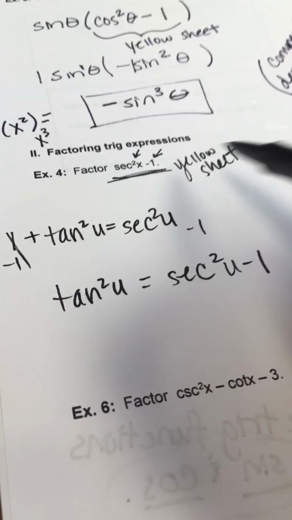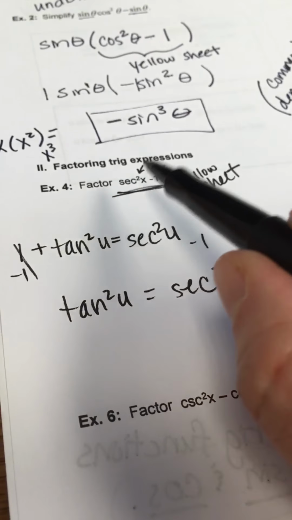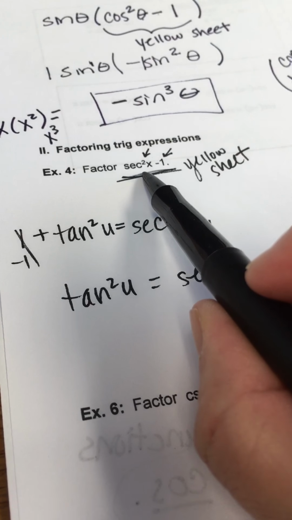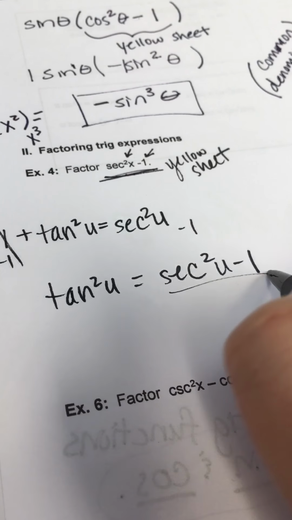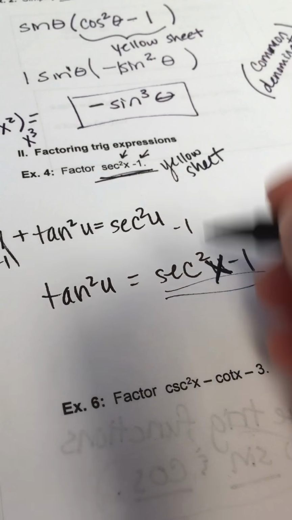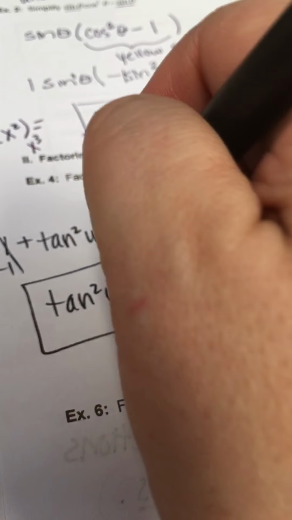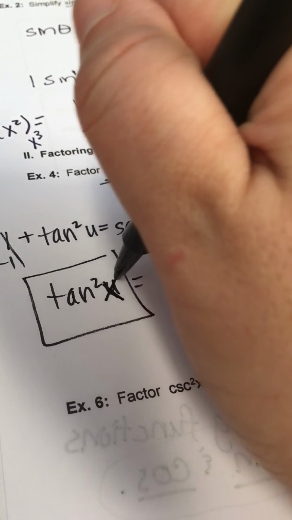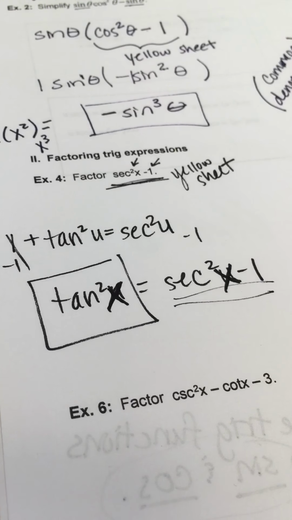So while it is possible to factor this, I wouldn't do it. No offense to anyone who would, but it's going to be a lot more work. Then I have secant squared of u or x, so I can just change this to an x, and that matches what I want. So I'm back to my one term of tangent squared x. Okay, so done with that one.